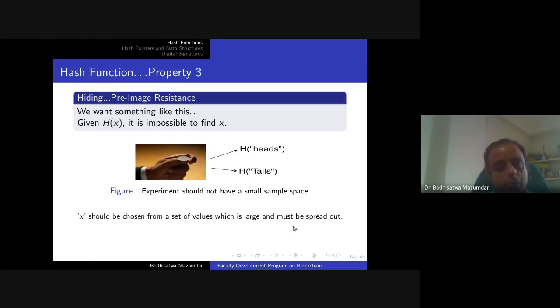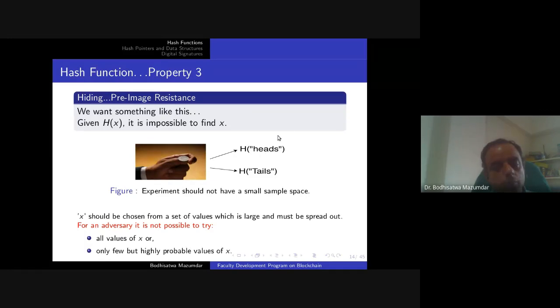Okay, why it must be spread out, I will come to that in a few minutes. So x should be chosen from a set of values which is large, and it must be spread out. For an adversary, it is not possible to try all values of x, or only a few but highly probable values of x. An adversary should not be able to attempt all possible values of x.